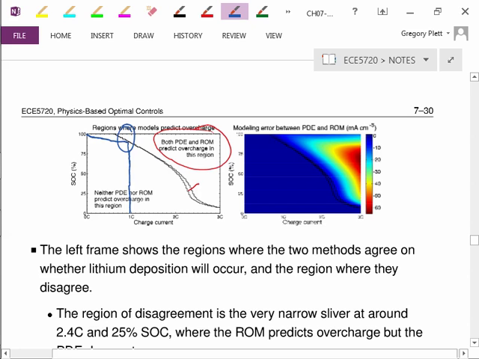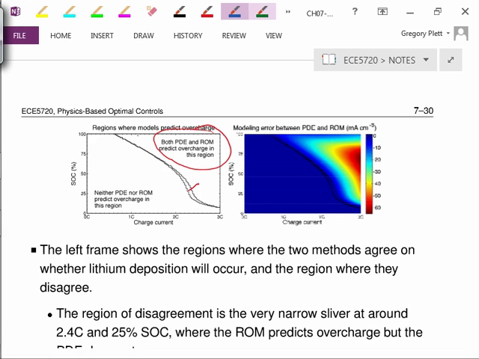If I'm worried about fast charging, if I knew the truth, if I knew the actual PDE model, the fastest I could charge a cell would be to follow this contour here. So I would start out with a faster than 3C charge rate until I hit this state of charge, and then I would follow that contour all the way up to the top.